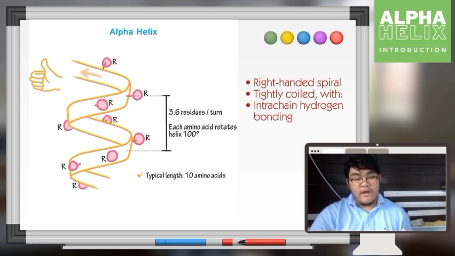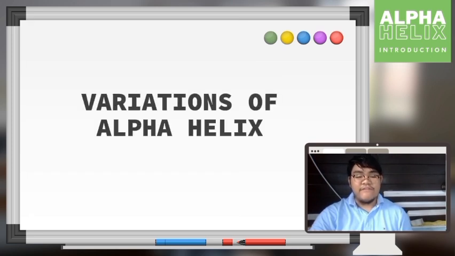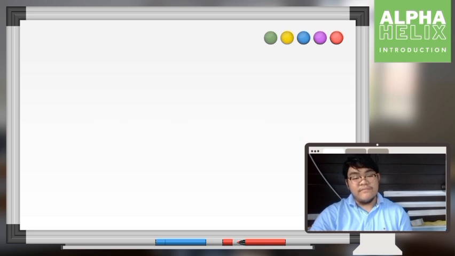And don't forget, the R groups stick out. They are like the arms on the outside of the spiral. This keeps the inside very clear. And there are many factors that disrupt an alpha helix. So let's talk about them.